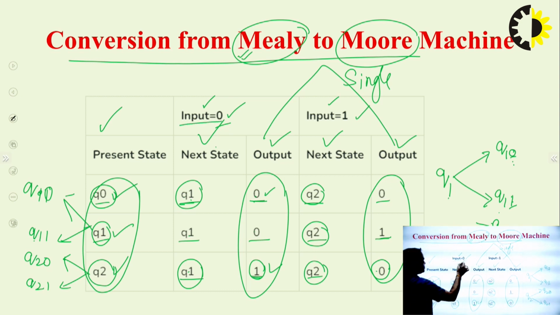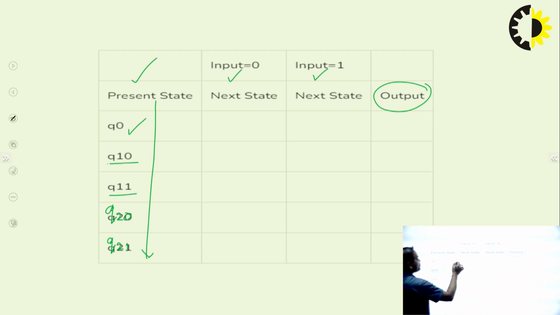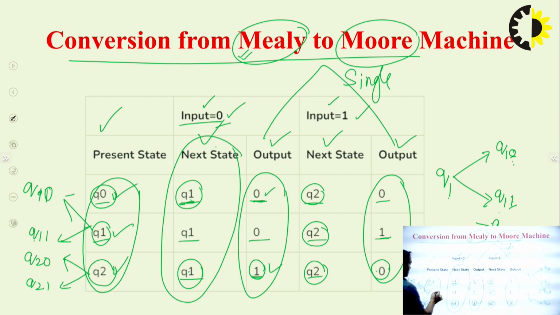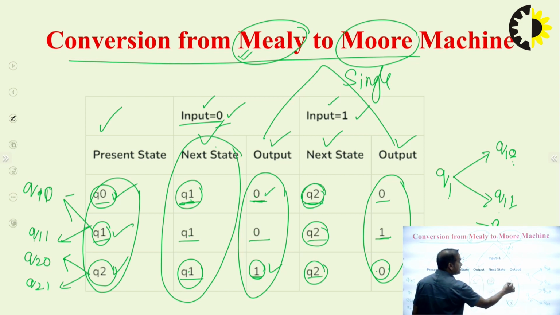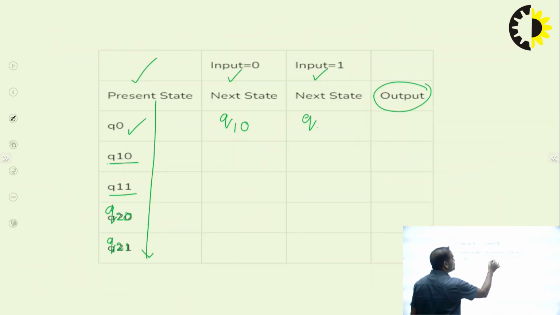For input 0, the next state is Q1 and the output is 0, so we have to write Q10. Okay. Now here Q1 is finished, and here the next state is Q2 and the output is 0, so we have to write Q20.